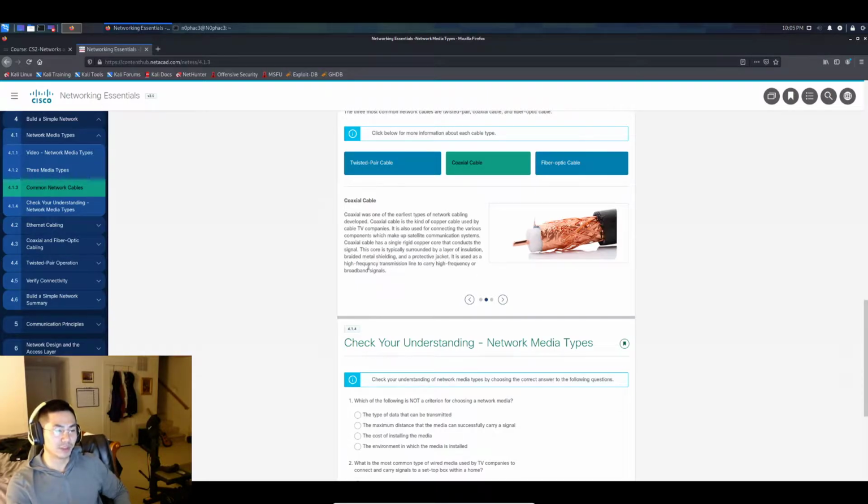It is used as a high frequency transmission line to carry high frequency or broadband signals.